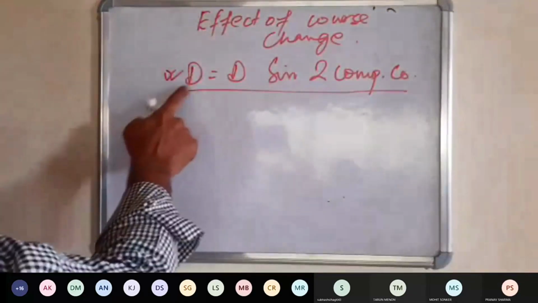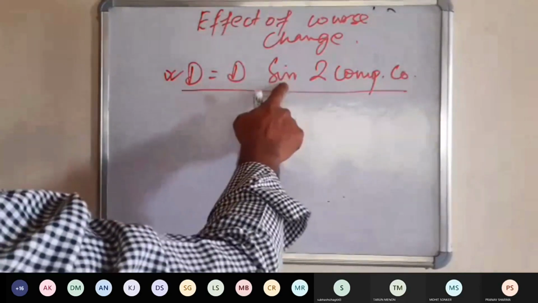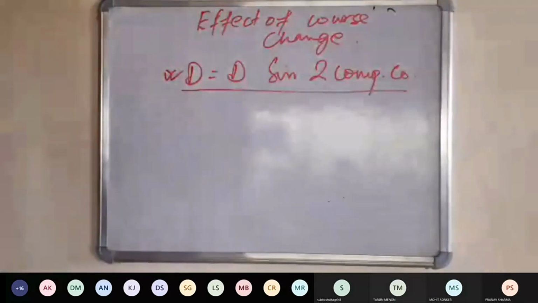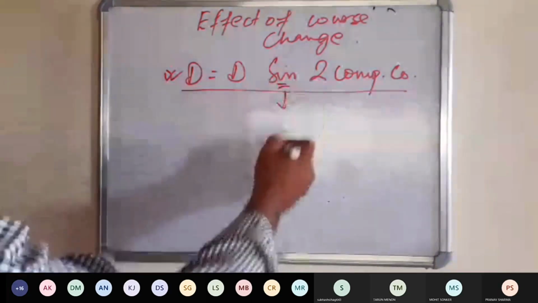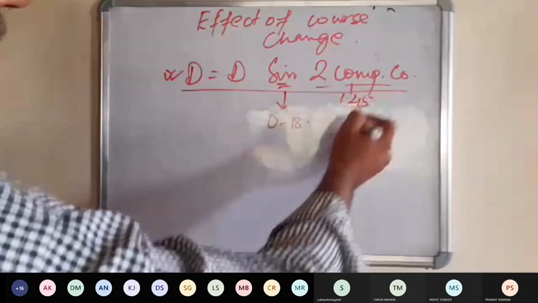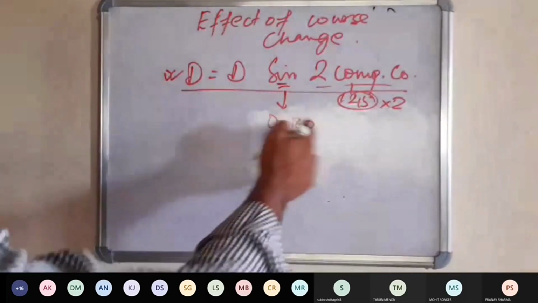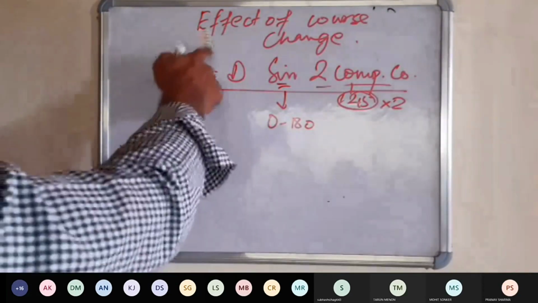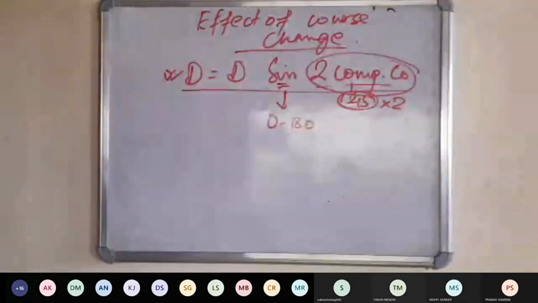The deviation will be a factor of the maximum deviation multiplied by sine of twice the compass course. As we have already seen, it is changing at every 90 degrees. That means the sine normally changes from 0 to 180 degrees, but here it was happening at 45 degrees only. So 45 into 2 is giving the same kind of desired result. So the effect of course change is that this will change as twice the compass course.